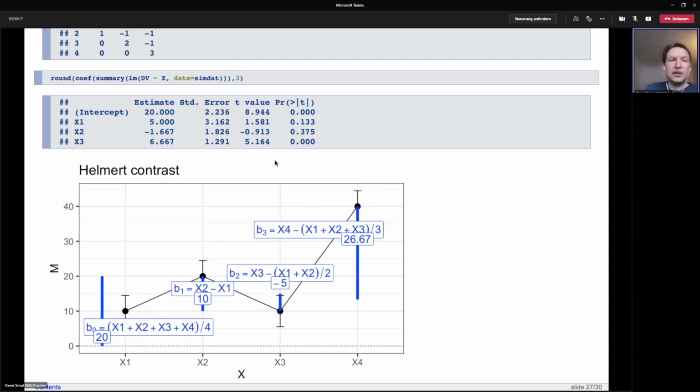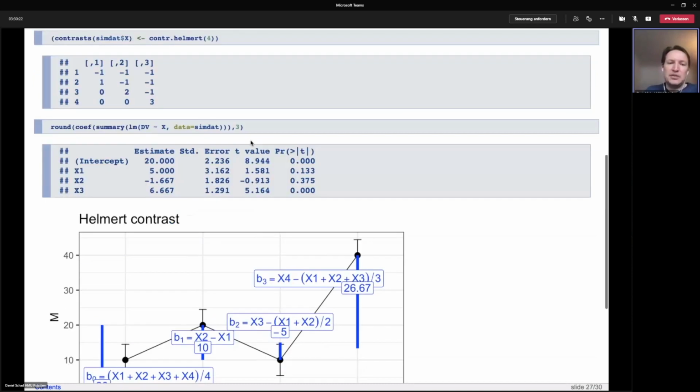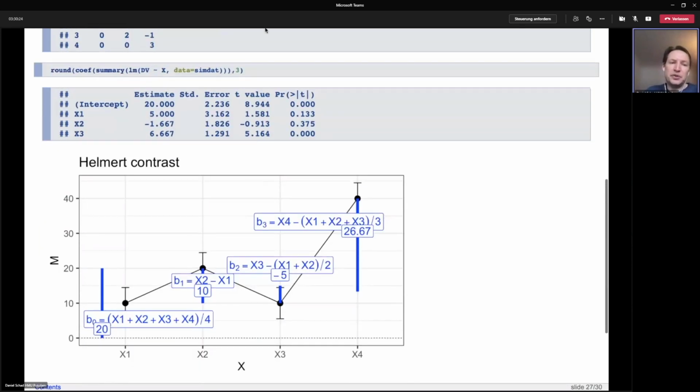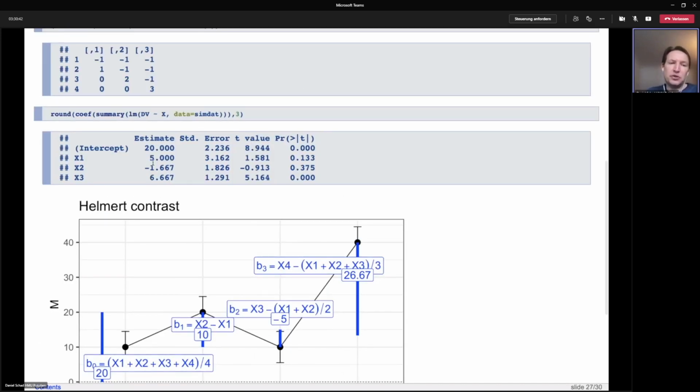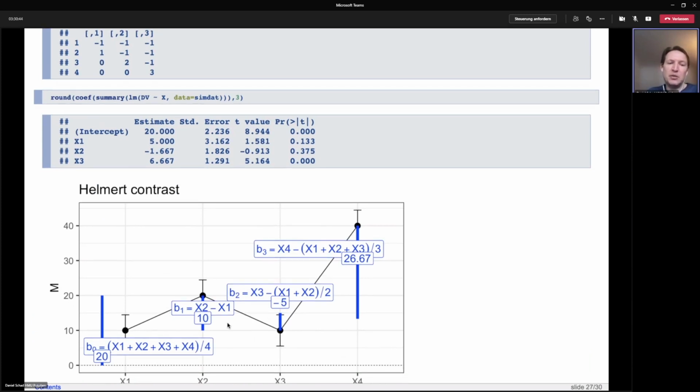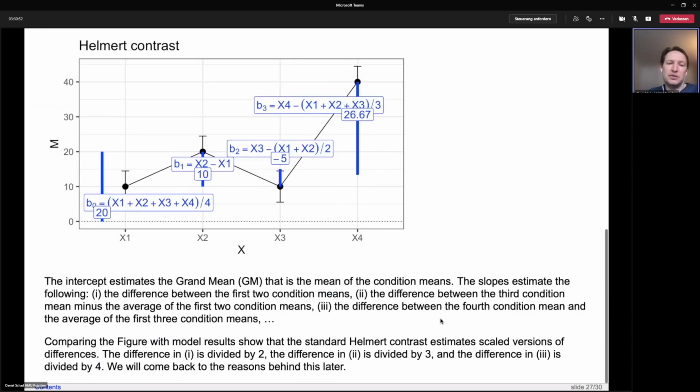However, it turns out that the Helmert contrast coefficients are scaled versions of the differences that we see here. They are not directly the difference scores, but this is half the difference, 1/3 of the difference, and 1/4 of the difference that we are interested in. So for the p-values and the t-values, that doesn't make a difference. But the estimates, which should be of interest to us because they tell us how big these differences are, are scaled compared to what we are really interested in.